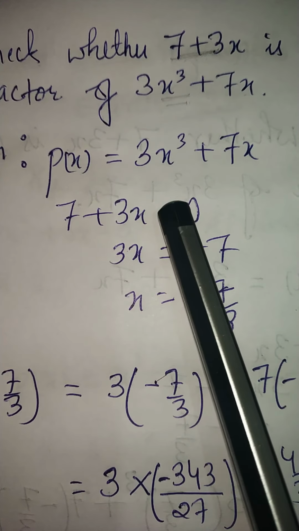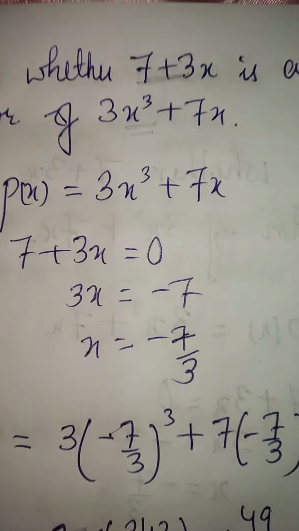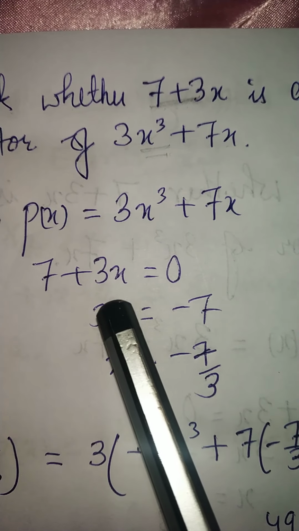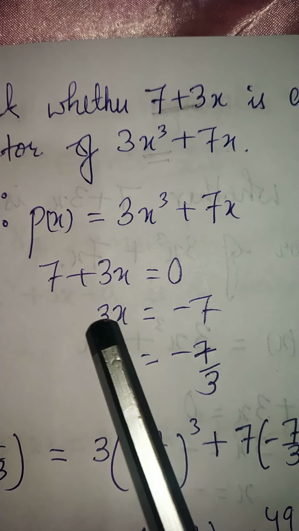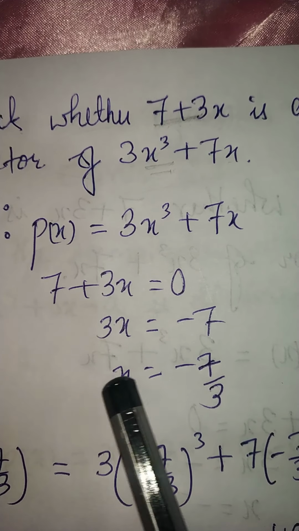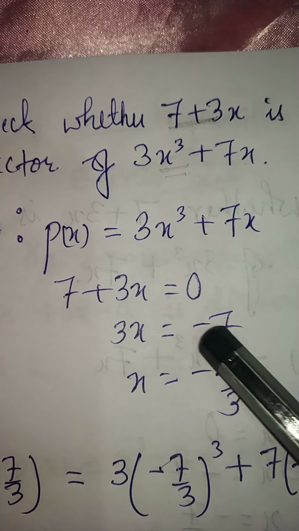Now let's find it. 7 plus 3x is equal to 0. Now 3x is equal to plus 7. When we take it to the other side, this becomes minus 7. Now x equal to minus 7, this is multiplication here, and when we take 3 to the other side, this becomes division, okay? So the value of x here is minus 7 by 3. Is it clear?